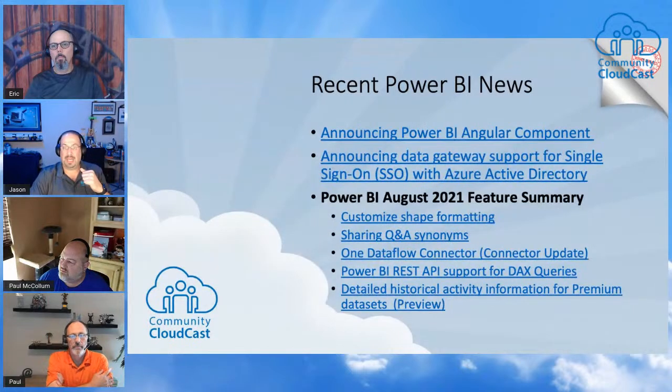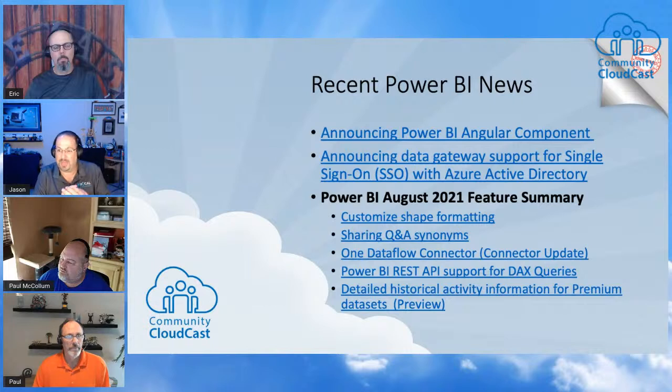And the last one I'm going to highlight is something that was really important to me personally, is a detailed historical activity information for premium data sets where we actually can get down to not quite real time, but we're seeing longer term and more frequent basis. We can now send data out to Azure Log Analytics. And I don't remember the exact metric, but I think it was every 30 minutes this was refreshing as opposed to once a day. So you're able to see things a lot faster.